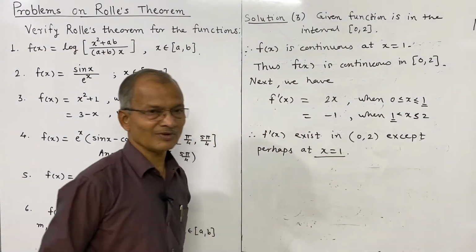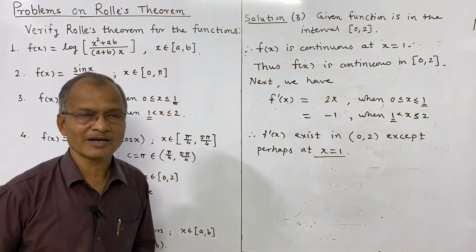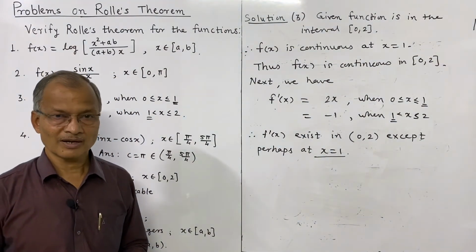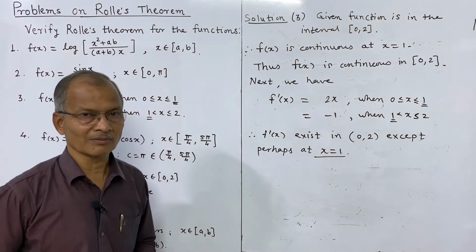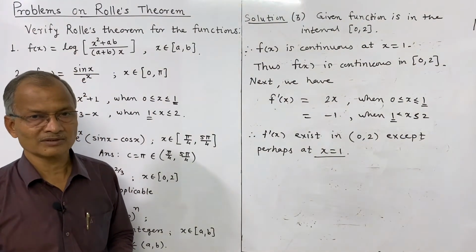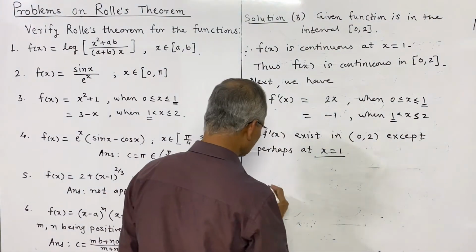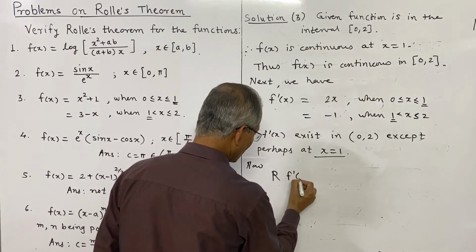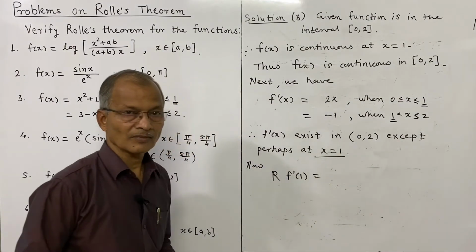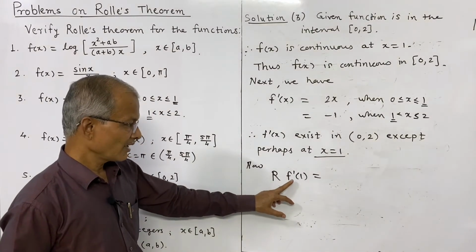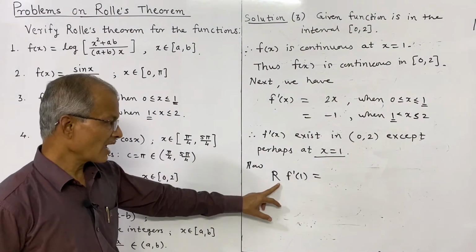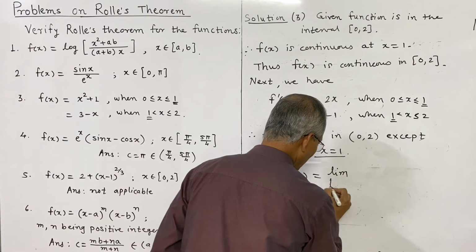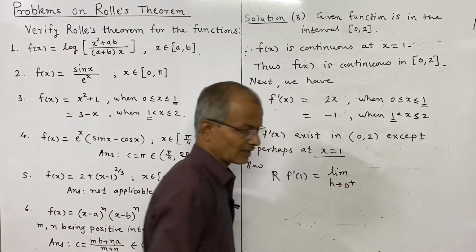When we say the function is differentiable at a point, if its right hand derivative is equal to its left hand derivative, then it is differentiable. Otherwise the derivative does not exist. For that purpose we shall obtain the right hand derivative, and this is the notation: R f dash at 1, and by definition it is limit h tends to 0 from right.